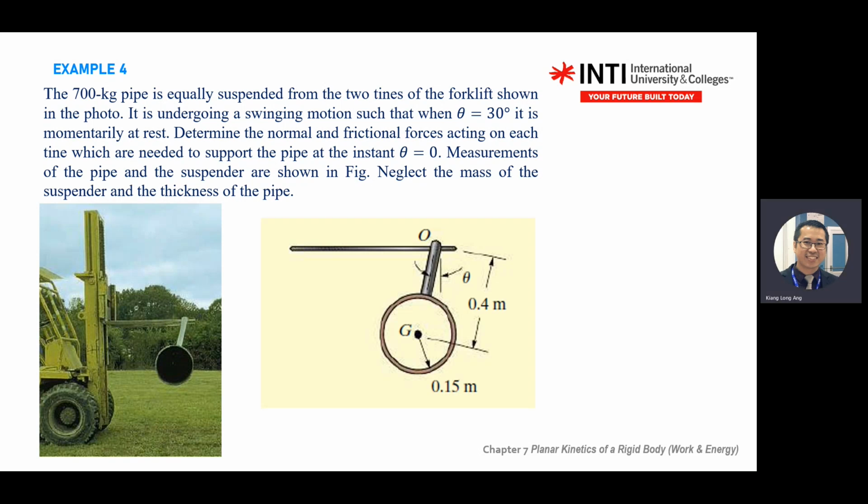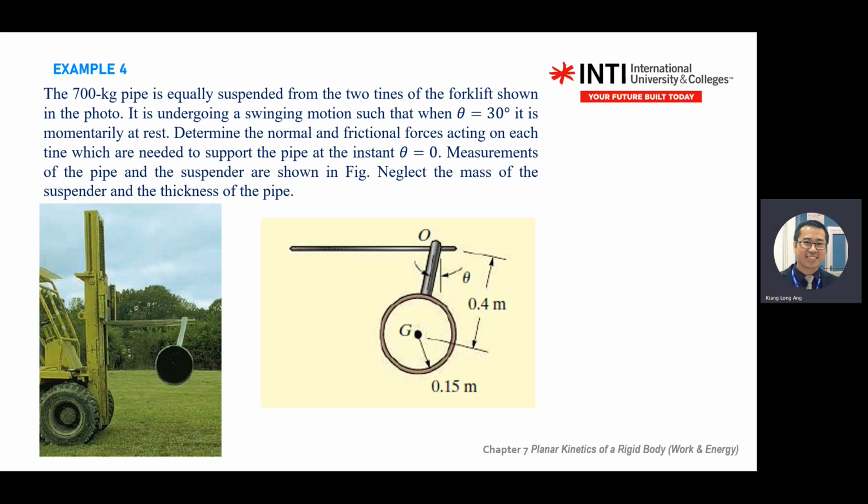The measurements of the pipe and suspender are shown. Ignore the mass of the suspender and the thickness of the rope and pipe. So this is a composite body. Your O point is here, G point is here. So you need to be careful using your I value.